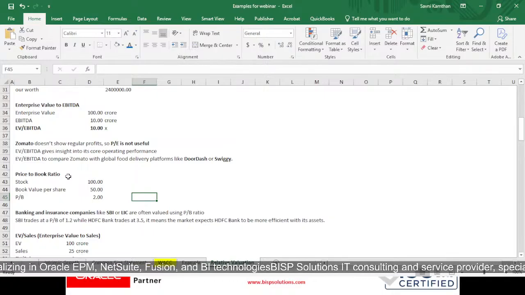Okay, so for an example, banking and insurance companies like SBI or LIC are often valued using PB ratio. If SBI trades at a PB of 1.2 while HDFC Bank trades at 3.5, it means the market expects HDFC Bank to be more efficient with its assets. So if two shops have the same net assets but one is priced higher, the buyer assumes that shop is more valuable because of better location or high future earning potential, right?